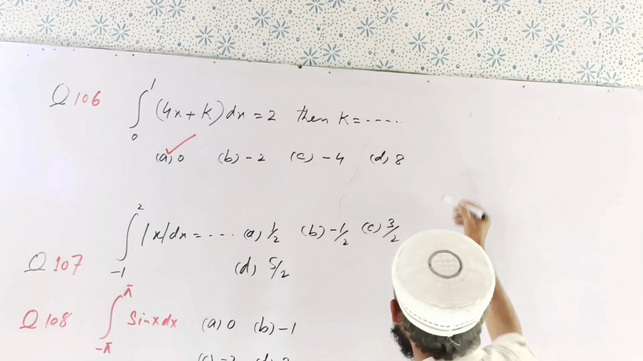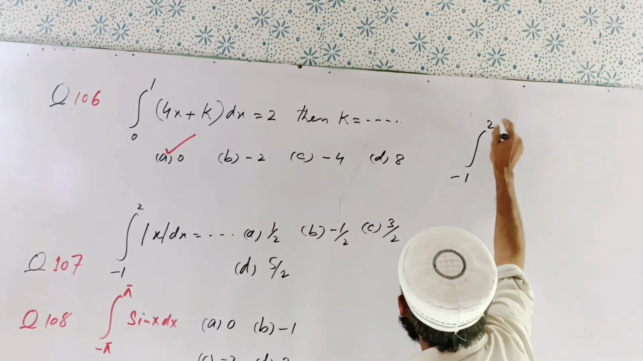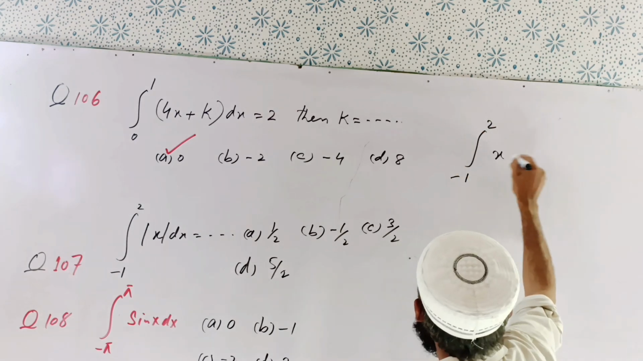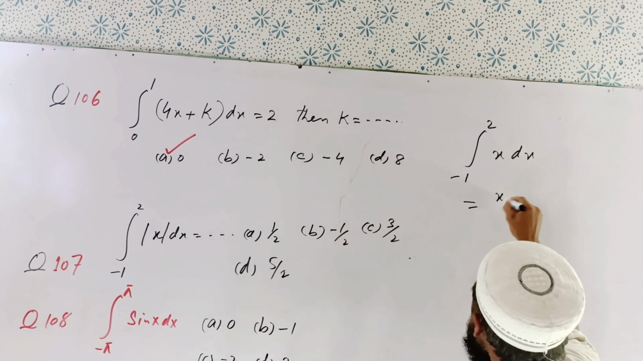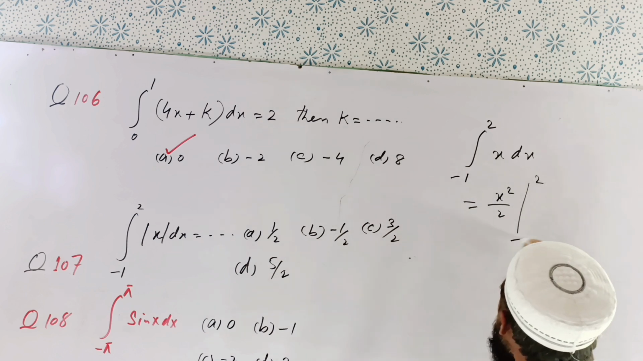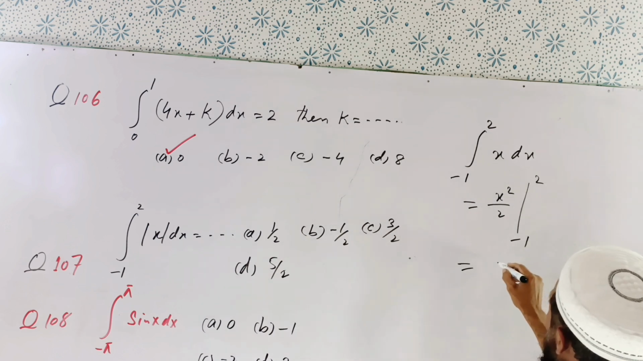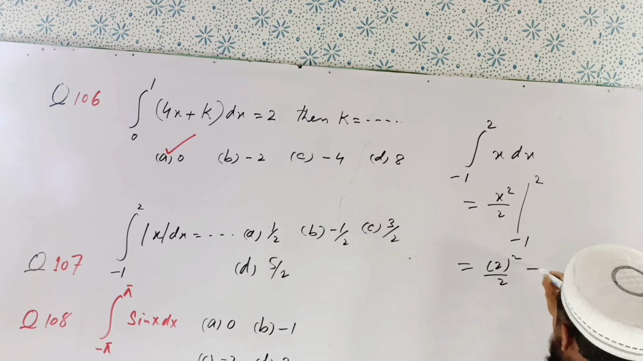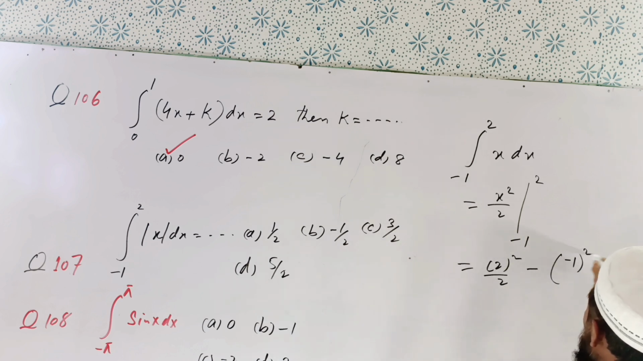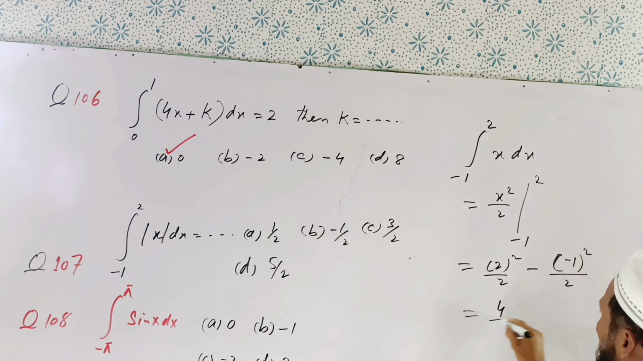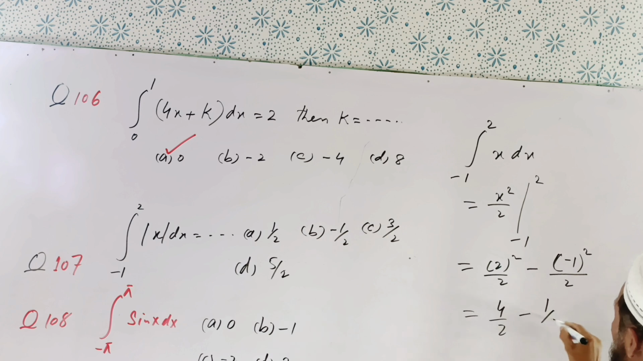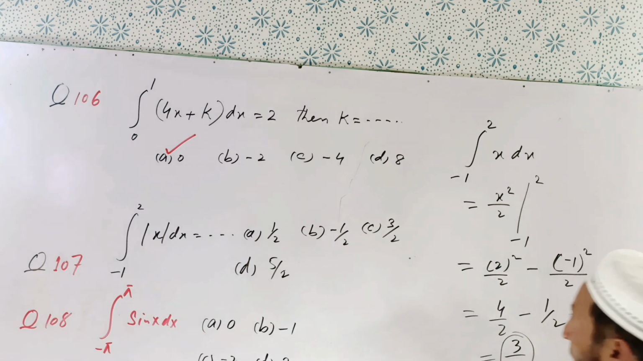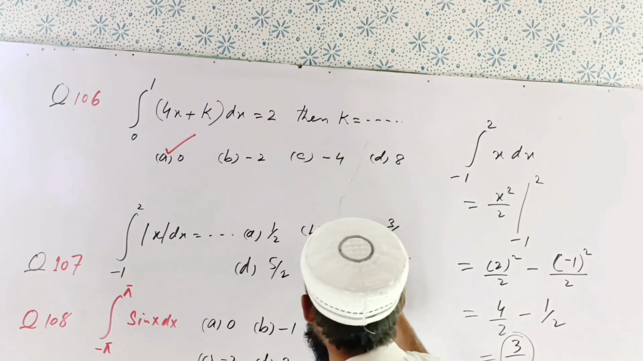Similarly, here integration from minus 1 up to 2 of absolute x dx is equal to x square divided by 2, with limits minus 1 to 2, which is 2 square divided by 2 minus minus 1 square divided by 2. So we get 4 divided by 2 minus 1 divided by 2. So this will be equal to 4 minus 1, 3 divided by 2. Option C is the correct option.